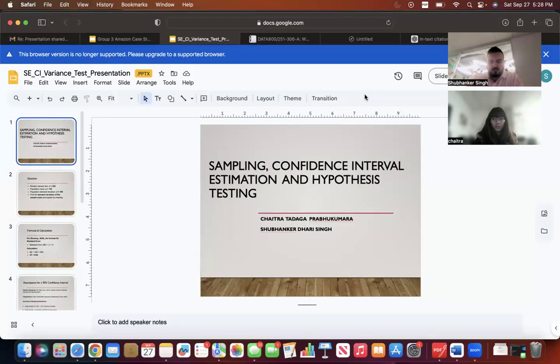Confidence interval estimation and hypothesis testing. Today, we'll walk through some key statistical concepts using practical examples, including how to calculate standard errors, interpret confidence intervals, and test hypotheses with real data.